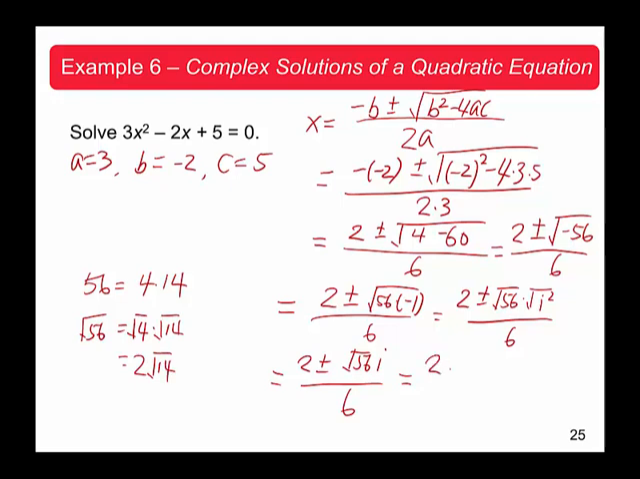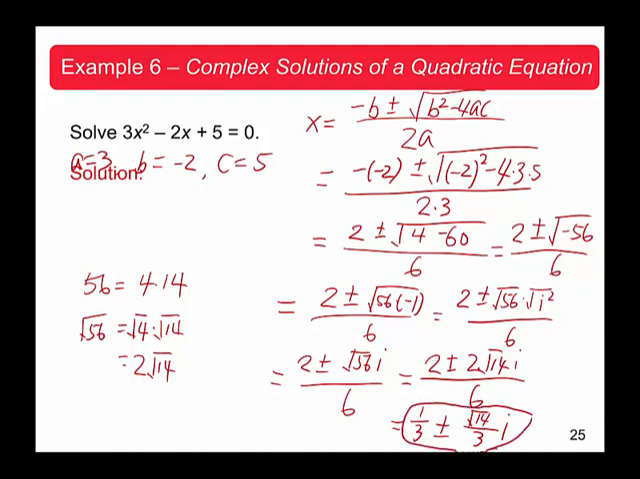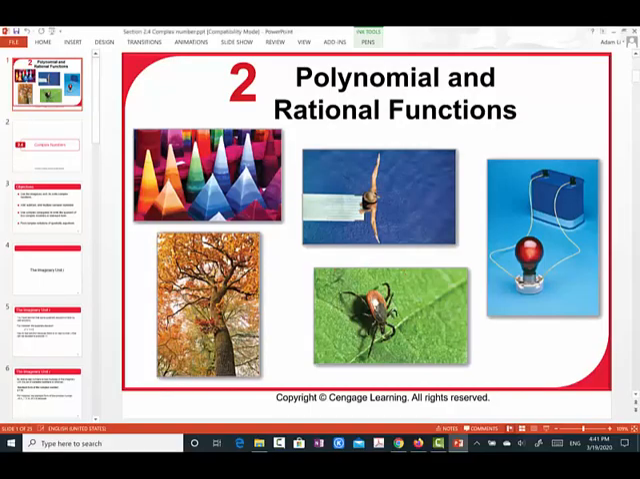So now you get 2 plus or minus 2 radical 14 i over 6. Now divide, and you end up with 1/3. 2 over 6 is 1/3, plus or minus radical 14 over 3 i. So that's a complex solution for this quadratic equation. So when the quadratic equation has no real solution, then you have complex solutions. Okay.